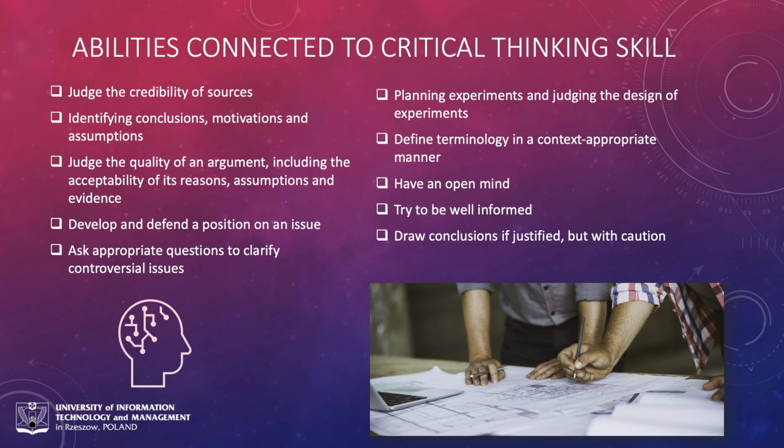There are many abilities related to the skill of critical thinking, such as judging the credibility of sources, identifying conclusions, motivations, and assumptions, judging the quality of an argument, including the acceptability of its reasons, assumptions, and evidence, and many others. The basic ones are listed on the screen. Note that these skills are needed regardless of position. So the discussion applies not only to highly skilled professionals, but to all employees.